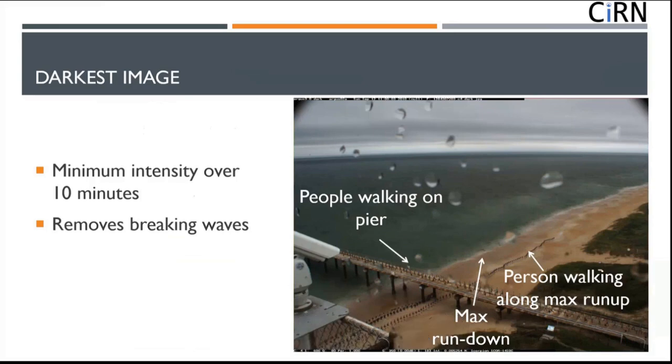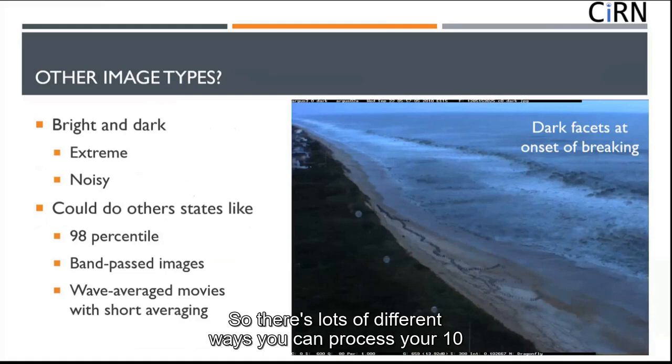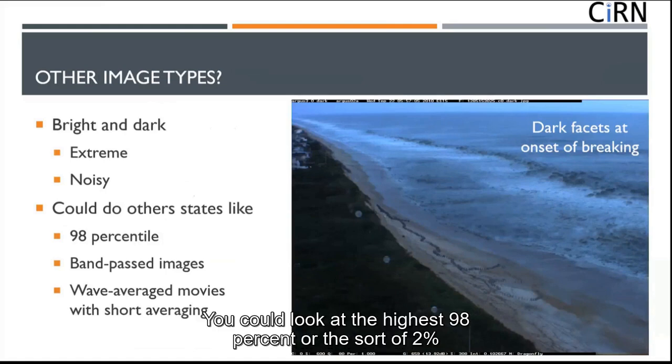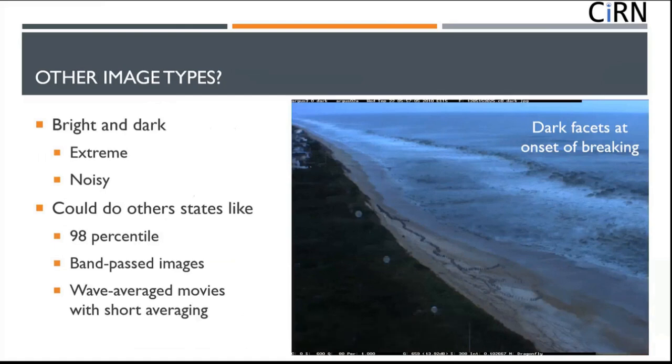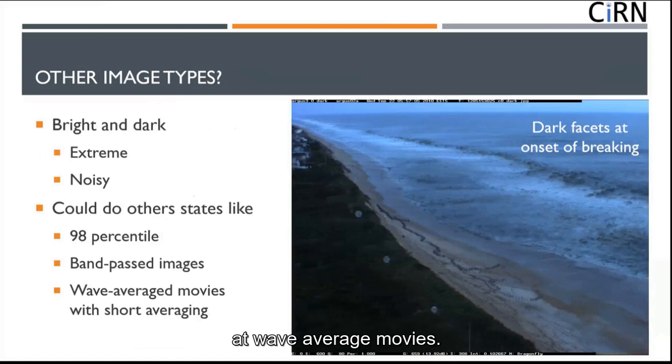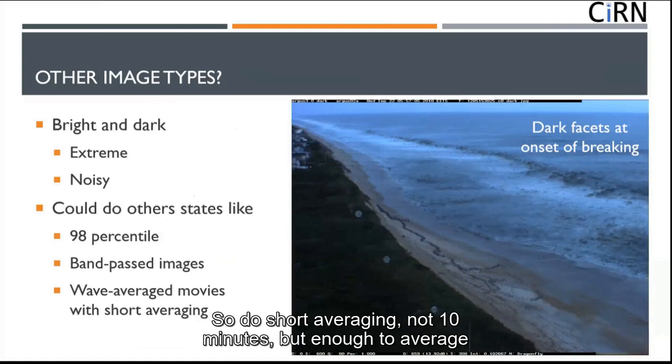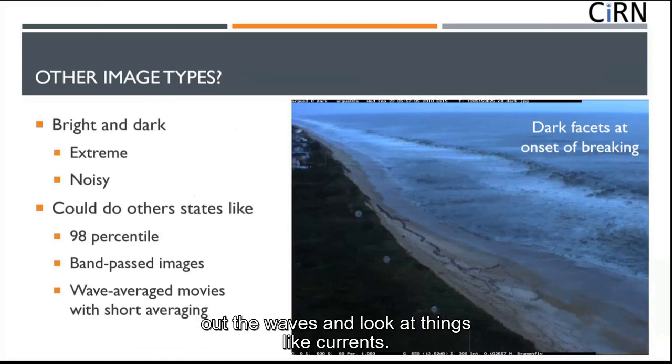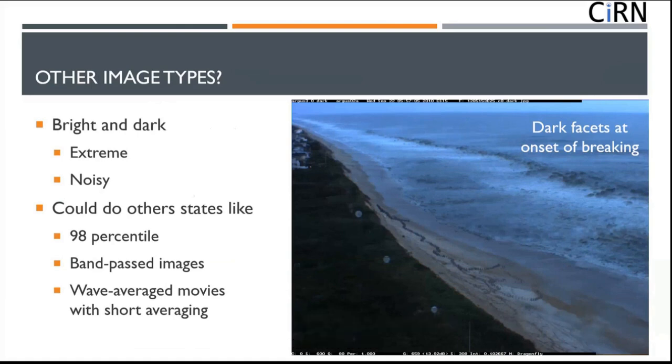So there's lots of different ways you can process your 10-minute time series. You could look at the highest 98%, or the sort of 2% exceedance of brightness. You could do some band passing of your images, and you can look at wave averaged movies. So do short averaging, not 10 minutes, but enough to average out the waves, and look at things like currents. And you'll see a talk this week about that.